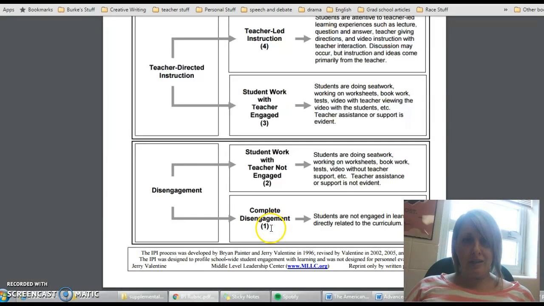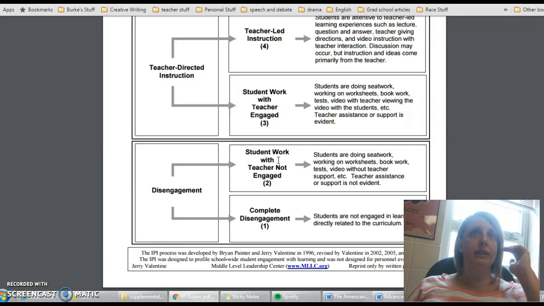What we don't want to see are ones and twos. Okay, a 1 is complete disengagement. That means that you might be on your computer shopping at Target and the kids are on their computers watching YouTube videos not related to class, or they're doing online shopping and things like that. Everyone's disengaged. Number 2 is student is working, but you're not engaged.